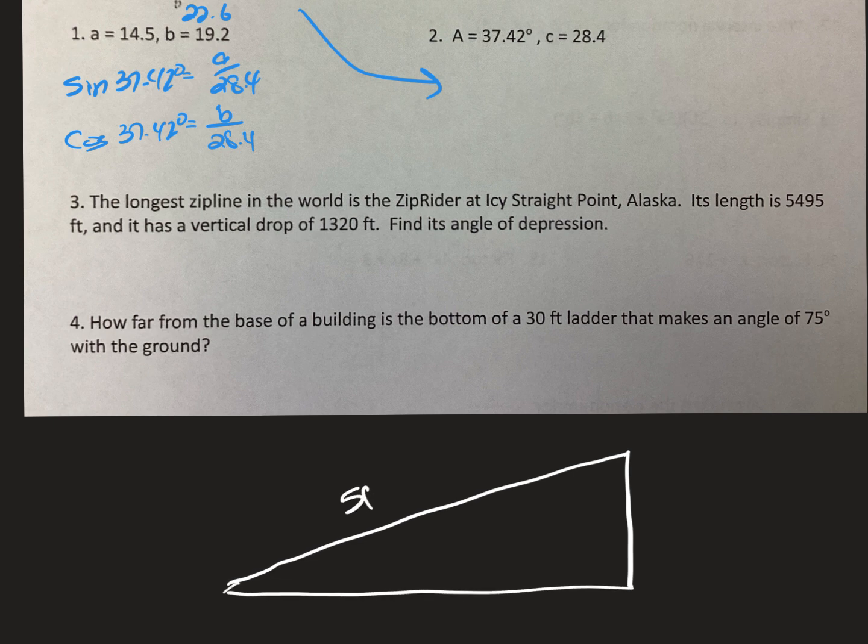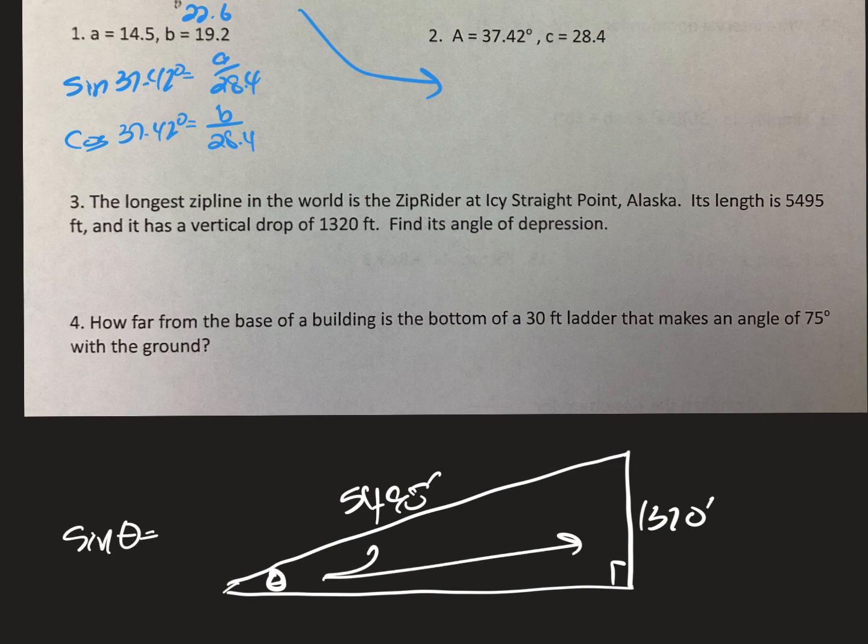Okay, so the zip line, it says, is 5495 feet, and vertical drop is 1320, and it wants to know the angle of depression or elevation. Remember, that always has to touch the horizontal, so your angle is right there that you're looking for. And if I'm looking at the sides, that's opposite, that's the hypotenuse, which means I'm doing sine. Sine of theta is opposite over the hypotenuse, 5495. So take your calculator, go to second sine or inverse sine, 1320 divided by 5495. Then right there, I'm getting 13.9 degrees. Hopefully you got the same thing.